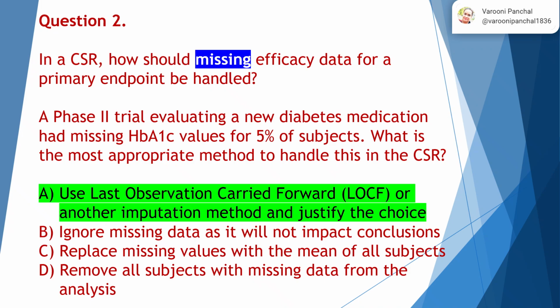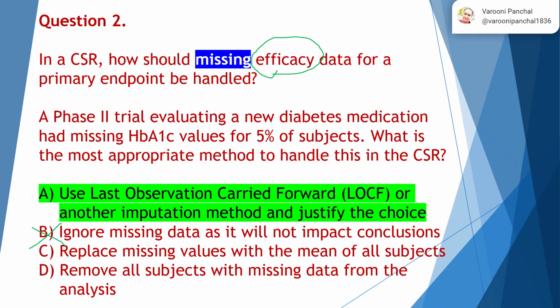Question 2. In a CSR, how should missing efficacy data for a primary endpoint be handled? A phase 2 trial evaluating a new diabetes medication has missing HbA1c values for 5% of subjects. What is the most appropriate method to handle this in the CSR? Now option B, ignore missing data as it will not impact conclusions. You cannot ignore such missing data when we are dealing with the efficacy parameter, right? So ignore is not the option.